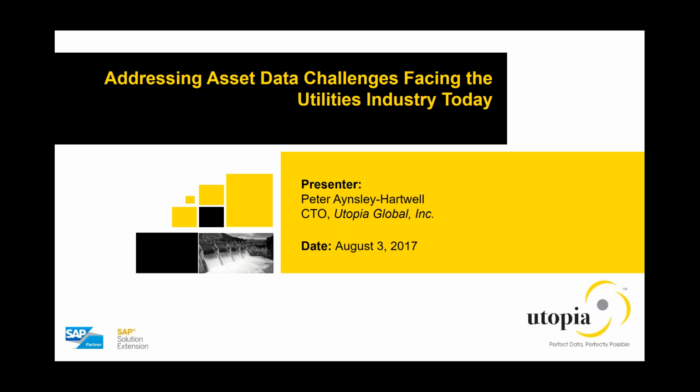Today's presenter is Peter Inslee Hartwell, Chief Technology Officer for Utopia Global. Peter is known for his specialization in maintenance and supply chain operations while using SAP to enable best practices in these areas. He strongly believes that accurate asset data forms the basis of what is needed to ensure you get the most out of the assets you have in your organization. He's written multiple articles and presented all over the world at conferences on topics spanning data migration, governance, enterprise asset management, and more.